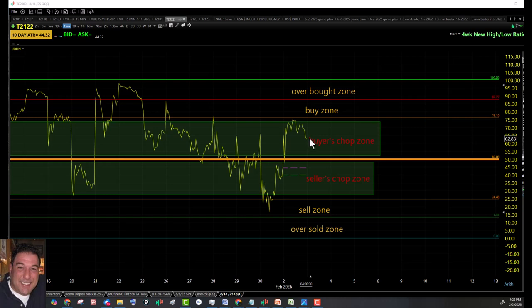We'll see. But I do like that consolidation up there at the highs of the buyer's chop zone, actually kind of knocking on the door of the buy zone. That was bullish. That was a nice move today, making higher highs and higher lows. Nice work there for the bulls on T2122. All right, let's go take a look at T2123.